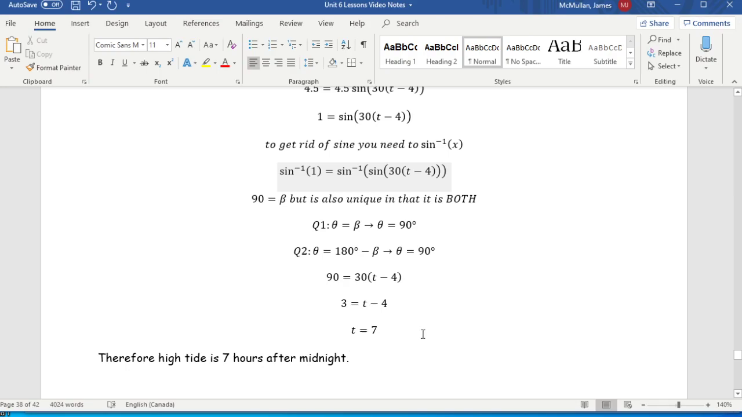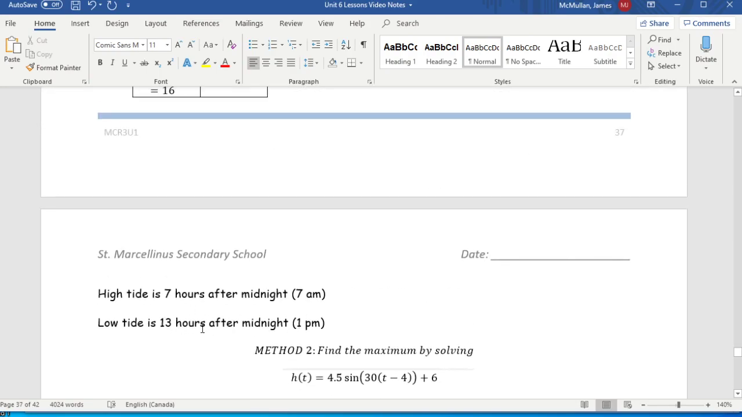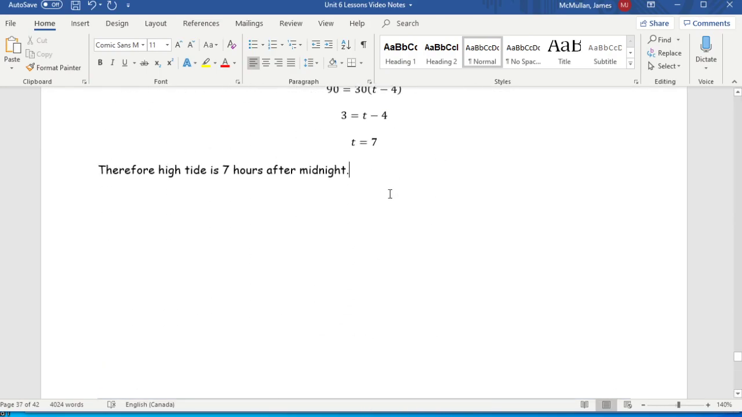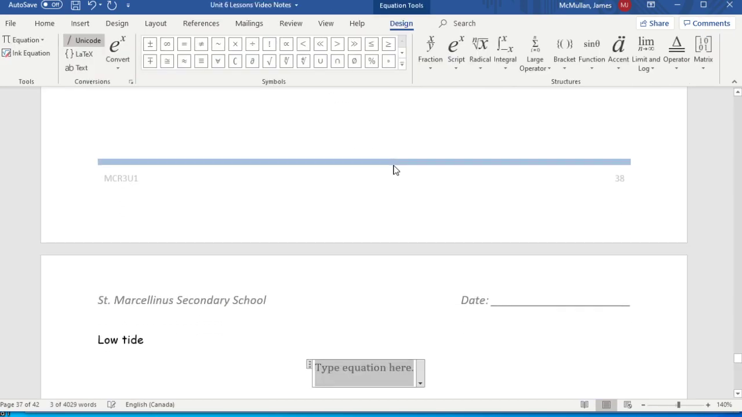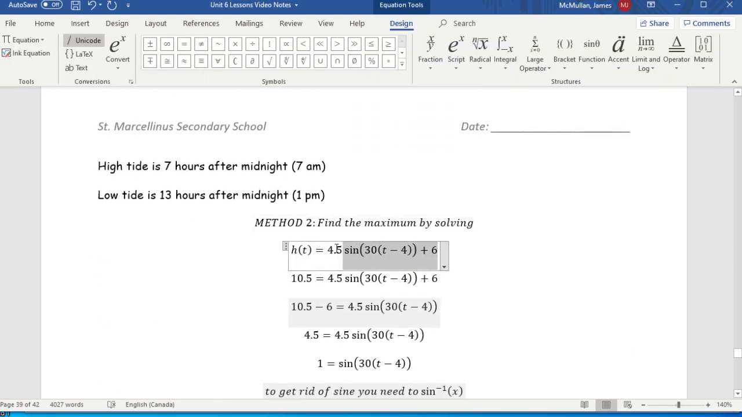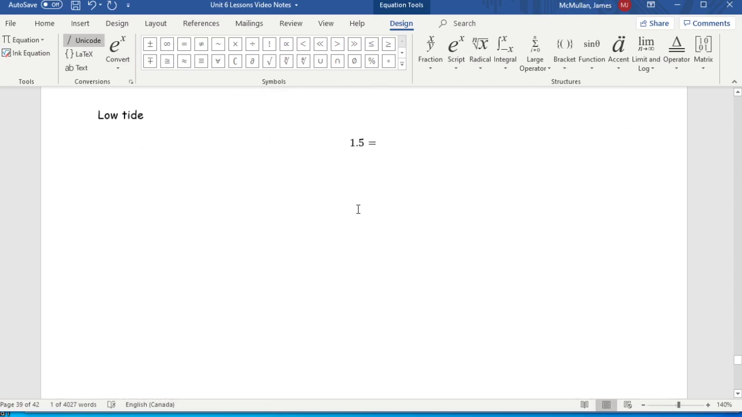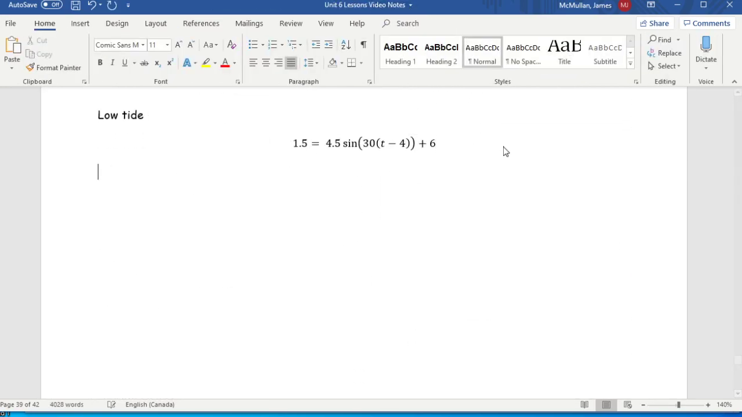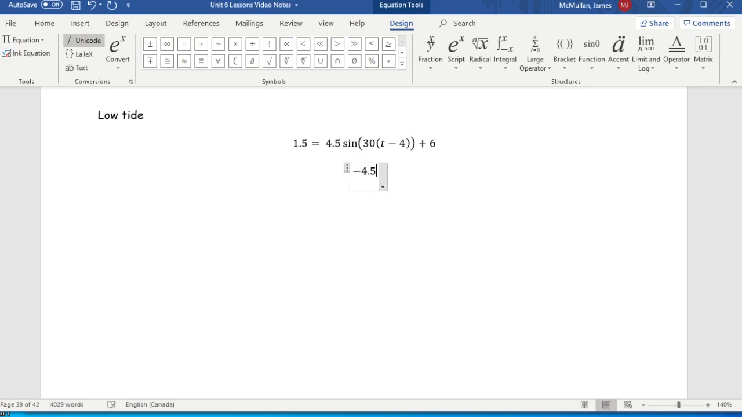Now again, the same thing would happen if I wanted to look for low tide. Let's just quickly do the low tide solution so you can see it. Low tide was 1.5 equals our equation. So we take our equation and set it equal to 1.5 this time instead of 10.5. And again, we'll bring the 6 over. We get negative 4.5 equals 4.5 sine 30 (t minus 4). And then we divide both sides by 4.5. We get negative 1 equals sine 30 (t minus 4). And then we inverse sine both sides.